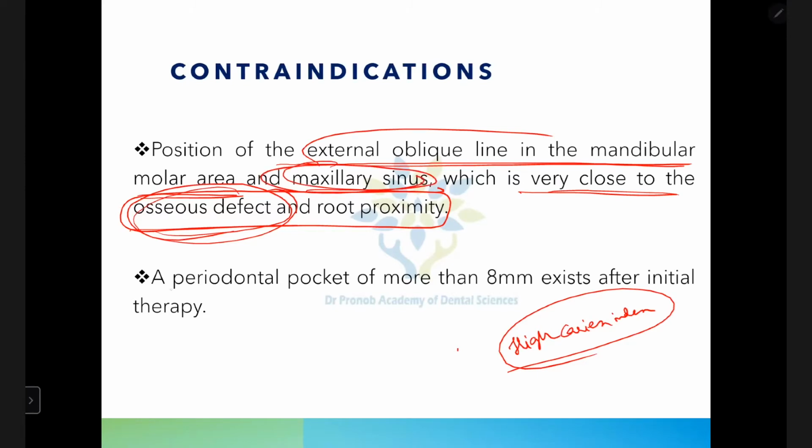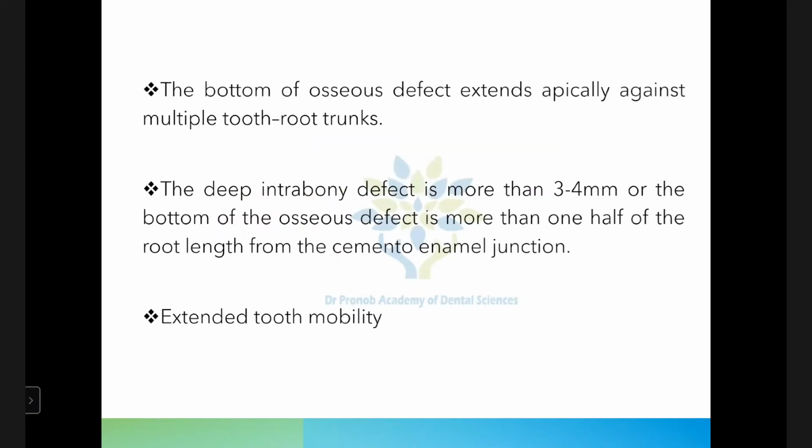And if there is a periodontal pocket of more than 8 mm, so if the pocket is more than 8 mm after the initial therapy, after scaling and root planing, then do not go for this resective osseous surgery. Next, the bottom of the osseous defect extends apically against multiple tooth root trunks. So it is very much apical. In deep defects, we should not go with the resective osseous surgery.